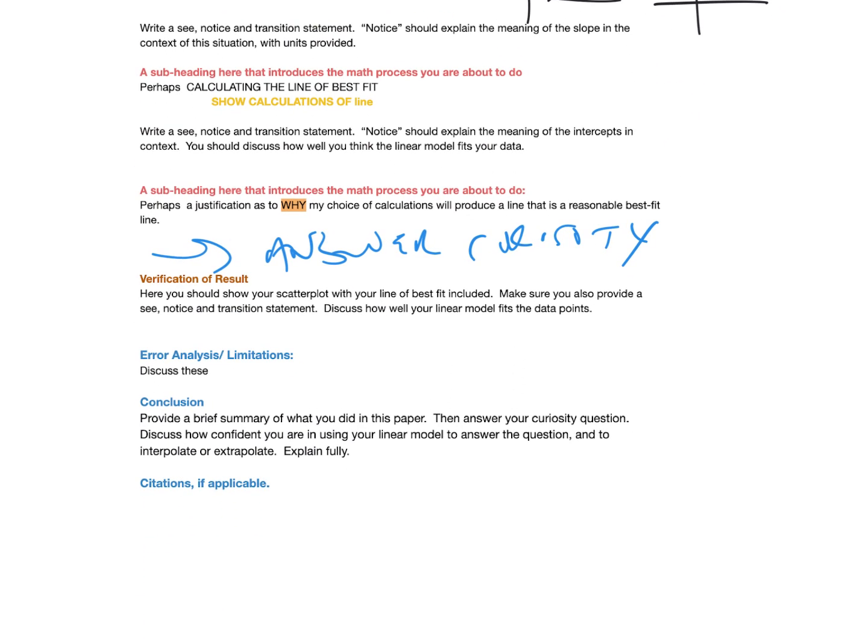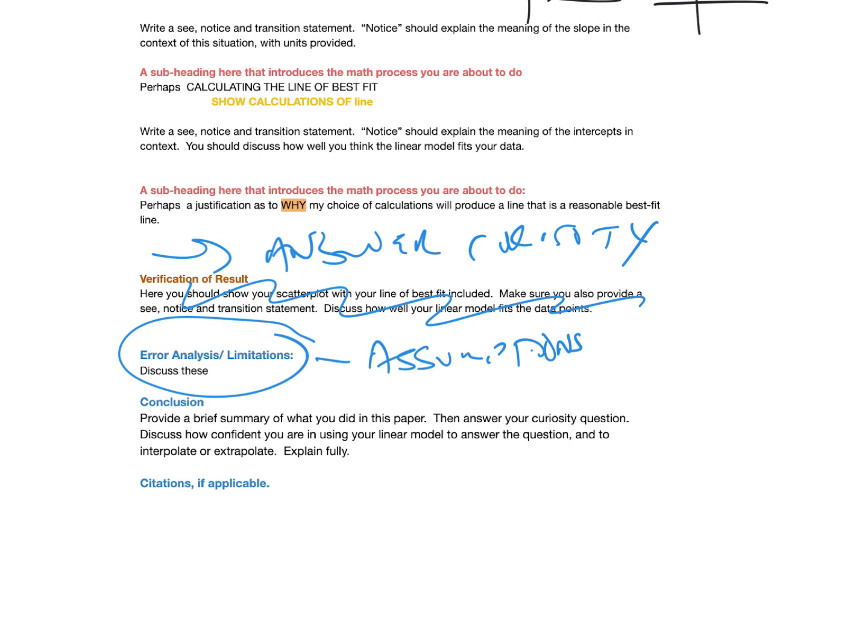And then finally, I wouldn't worry about this one. Your error analysis and limitations: really, what are the assumptions that you're making about your model? What's true about your assumption? What's not true about your assumption? When does your model work? When does it not work?